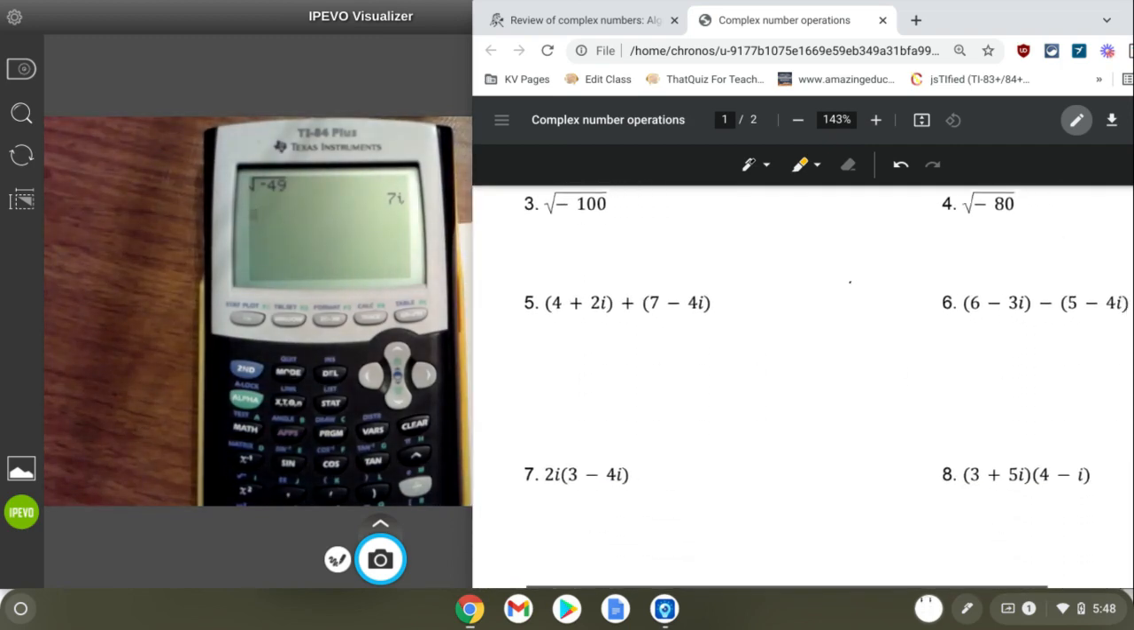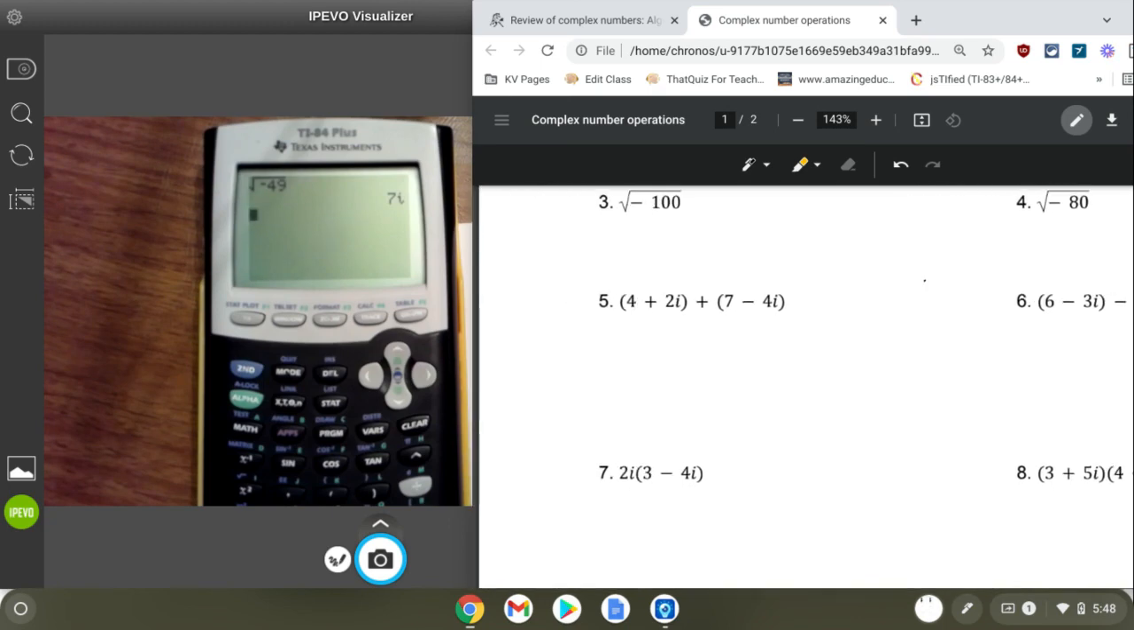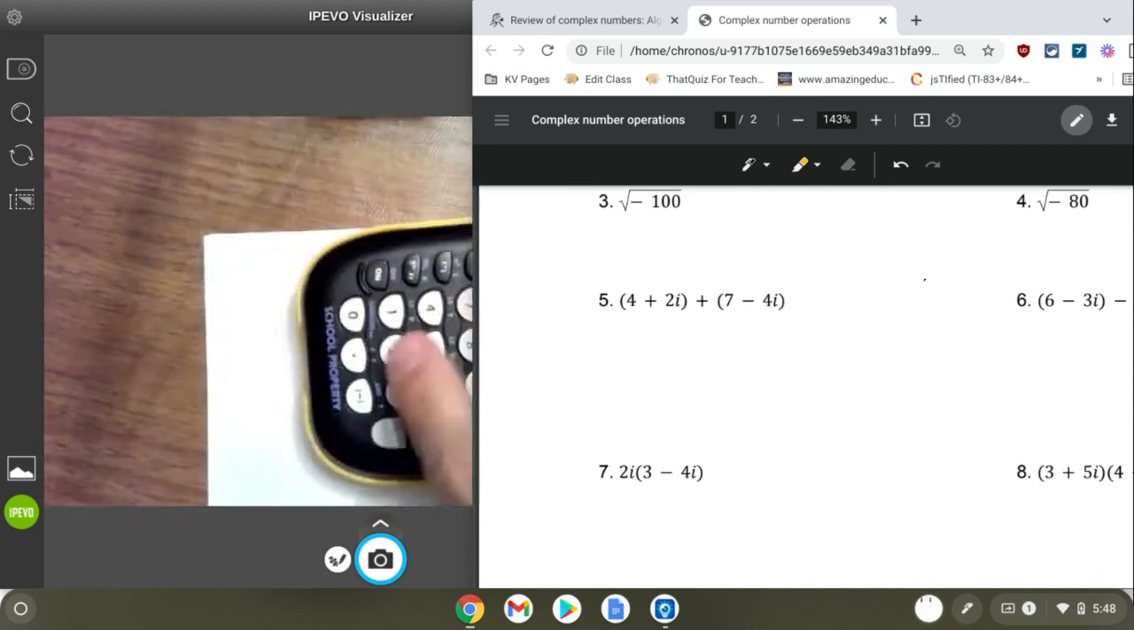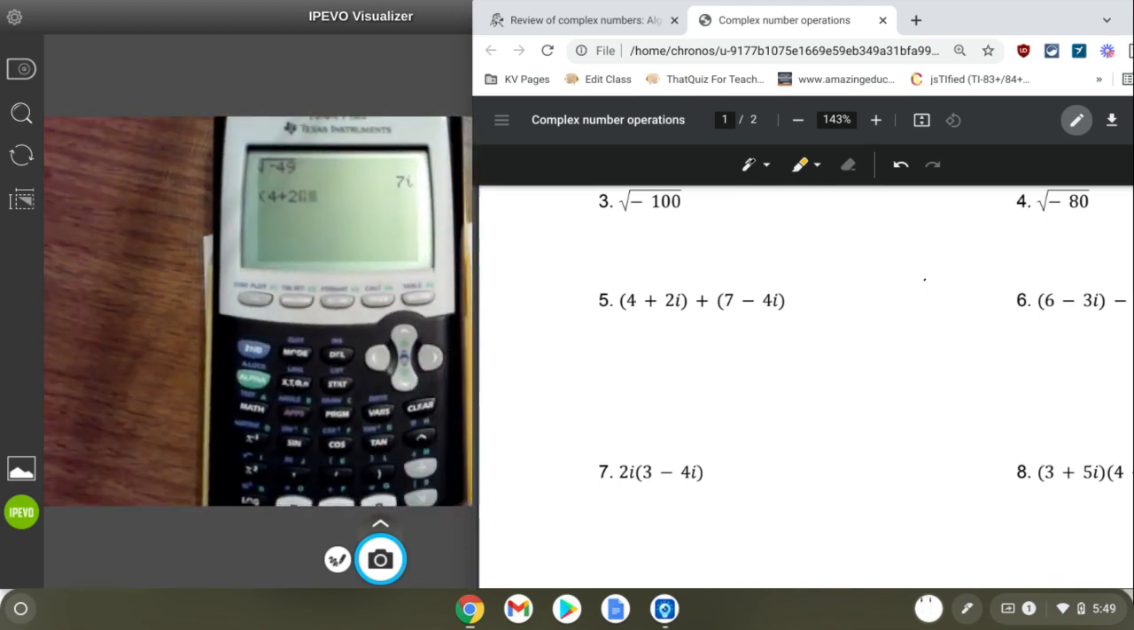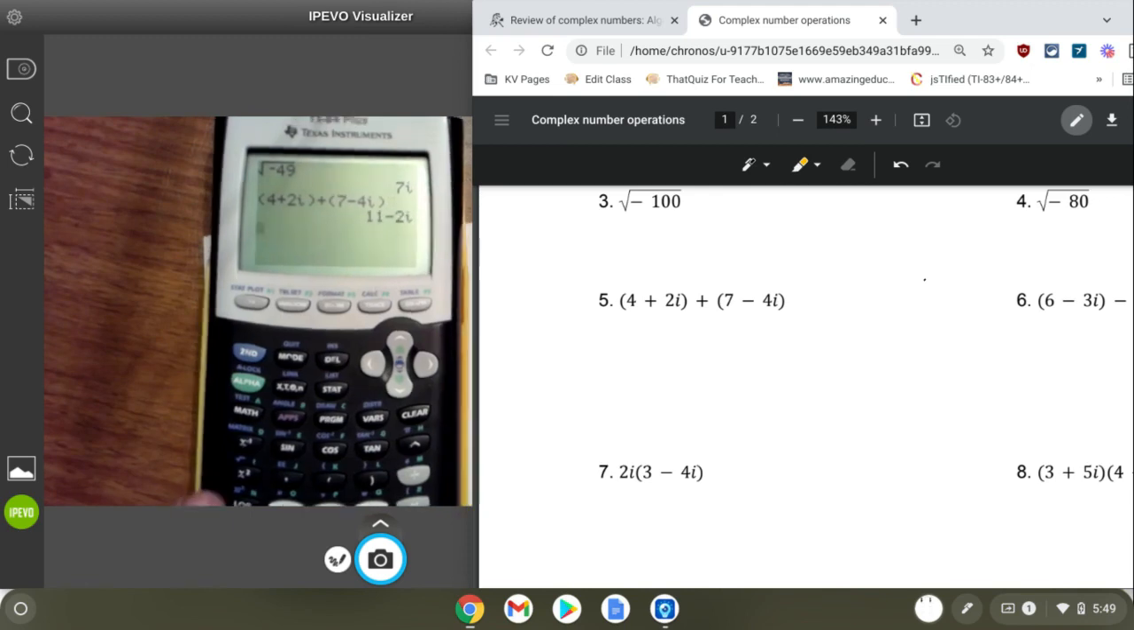Numbers 5 and 6 are asking you to add and subtract them. So you can do it by hand if you want, or just type them in. 4 plus, to make the i, it's going to be the second button, and then this decimal down here. Right, second, and then a little decimal. Parentheses, and then plus 7 minus 4i. There you go. So it adds them up for you.